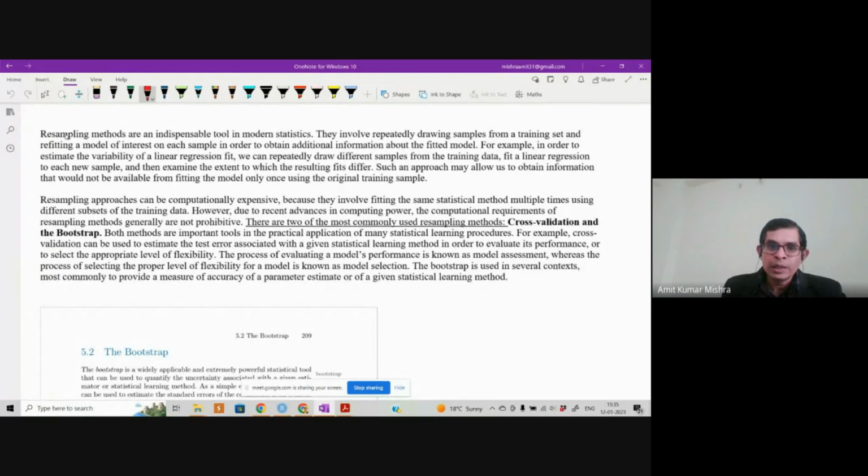For example, in order to estimate the variability of a linear regression fit, we can repeatedly draw different samples from the training set. That means we have a data set. We are not going towards the population again and again. We have data and we are taking samples from that data with replacement, actually, in Bootstrap. So we are calling it training data. Then we fit a linear regression to each new sample and examine the extent to which the resulting fits differ. Such an approach may allow us to obtain information that would not be available from fitting the model only once using the original training data.